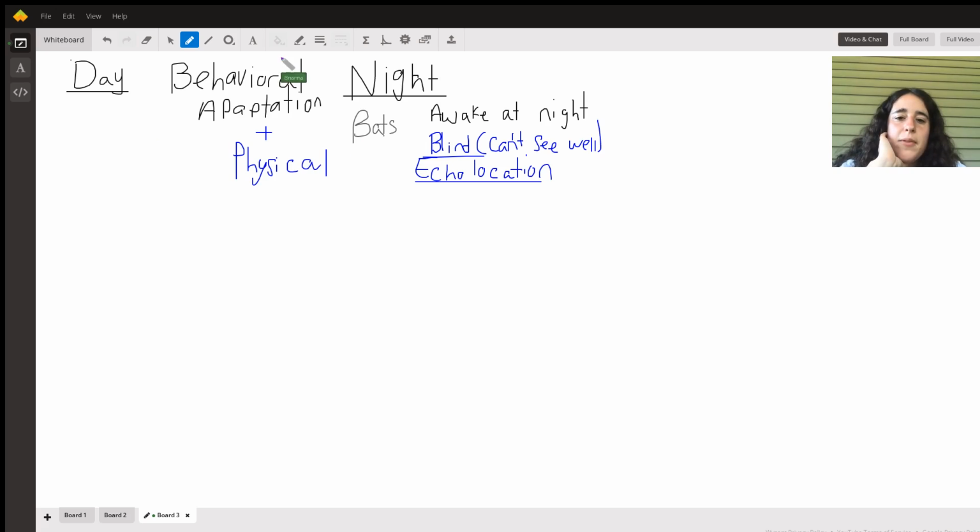So let's think about an animal that's awake during the day. How about humans? So our behavioral adaptation is that we are awake during the day. That's a behavior and it's a choice that we make. We know that because maybe you know somebody who works a night shift. They work overnight somewhere and they adapt their behavior. But this is based on physical adaptations that we have.